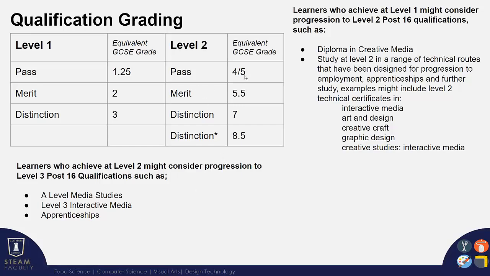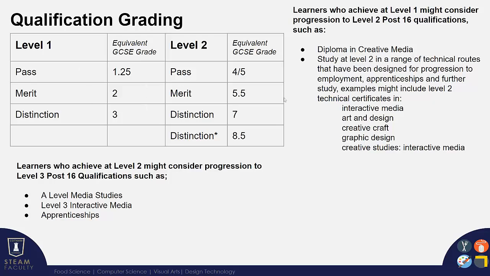In terms of the actual grading in Year 11, to achieve a level 2 pass would be equivalent to a 4-5 grade. A merit is equivalent to roughly a 5.5 technical grade. A level 2 distinction is equivalent to a 7. A distinction star is 8.5, so we're saying that's grade 9. In terms of a level 1 pass, this is worth a grade 1. A level 1 merit is worth a grade 2, and a level 1 distinction is worth a grade 3.